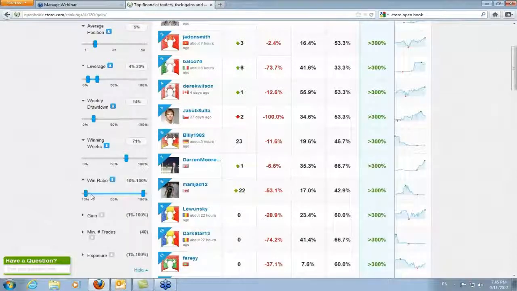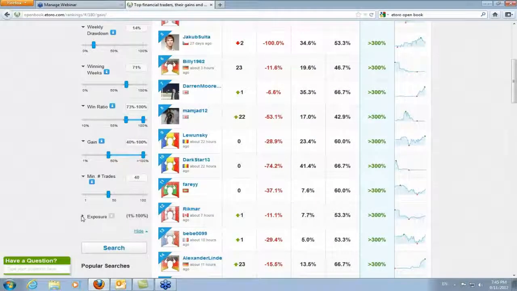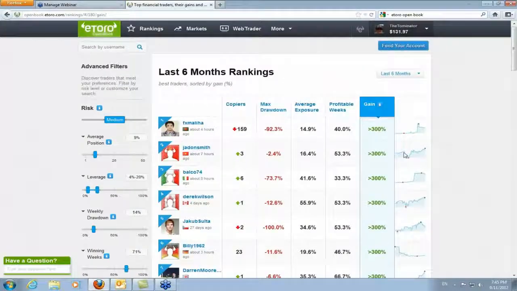Percentage of winning weeks would be 71%. The winning ratio of the positions, how many positions close in profit out of all positions closed? Percentage of gain, we want more than 70%. Let's not be greedy. Let's keep it above 40%. And the minimum number of trades is 40. Okay? I'm going to click the search button and hopefully it'll find something for us.